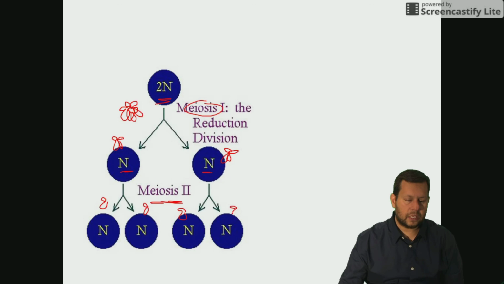So in the second division, you're separating sister chromatids. In the first division, you're separating homologous chromosomes. That's the difference. You wind up with haploid cells, and those are sex cells.